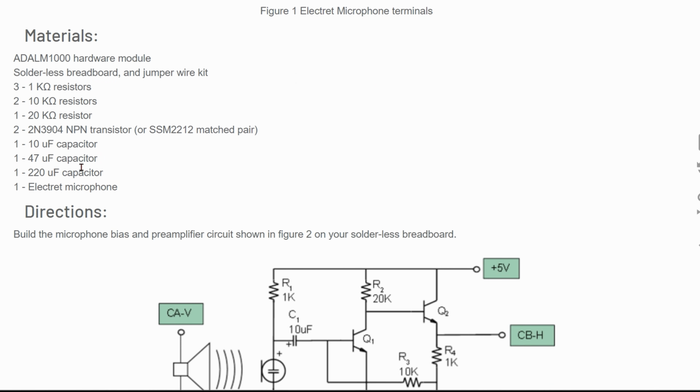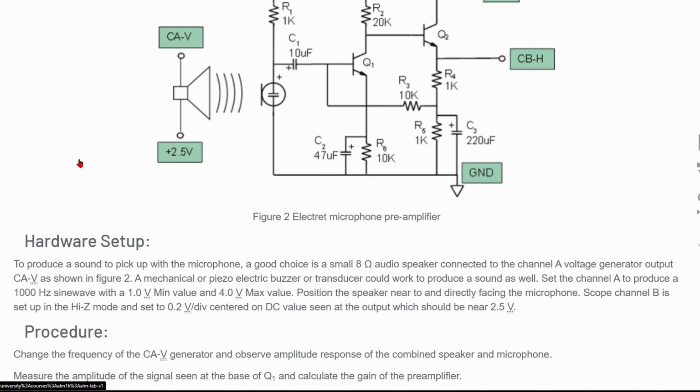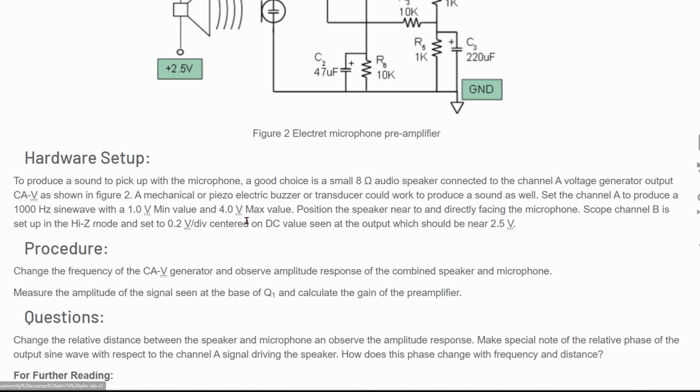We have the materials list here, and then we have our directions right here, which we're going to come back to when we actually build the circuit in the next part of the video. So for the hardware setup, to produce a sound to pick up with the microphone, a good choice is a small 8 ohm audio speaker, which we have connected to the channel A voltage generator output, CAV, as shown in figure 2. A mechanical or piezoelectric buzzer or transducer could work to produce a sound as well.